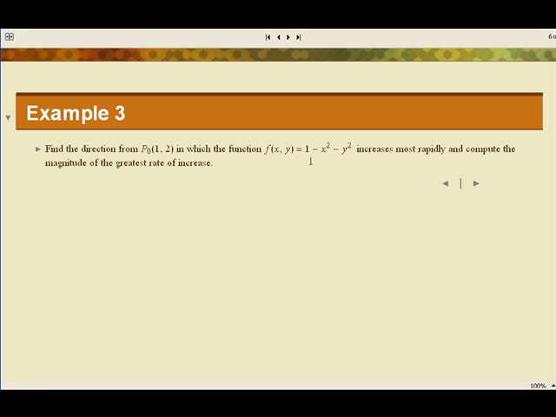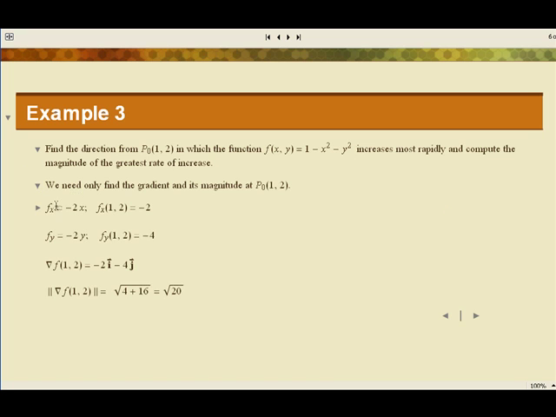So really for this function, we're just looking for the gradient of this thing at this point, and then the magnitude is just going to be the magnitude of the gradient. So we'll go ahead and go off of that. First thing, find the gradient and its magnitude at that point, (1, 2). To get the gradient, we just need some partials. The partial of f with respect to x is just going to be negative 2x from this x squared component right here. The f sub y is just going to be negative 2y from this negative y squared.